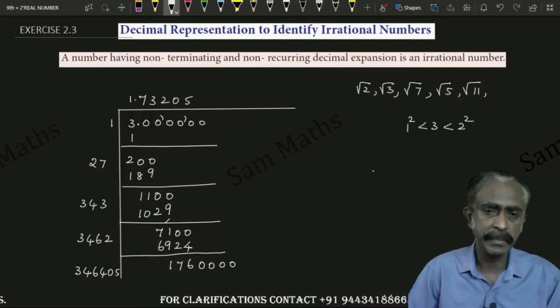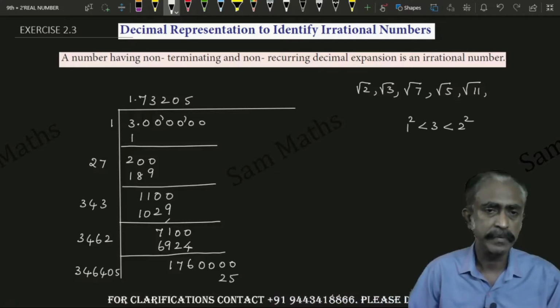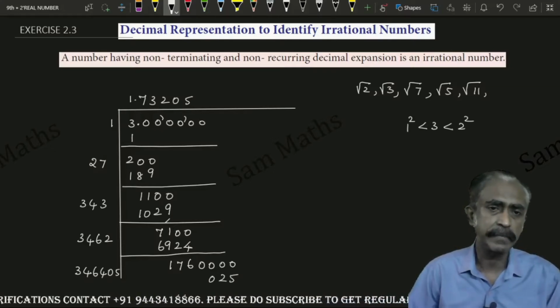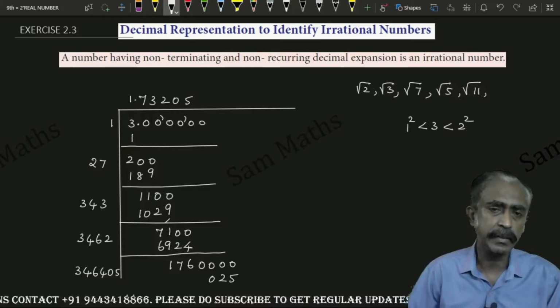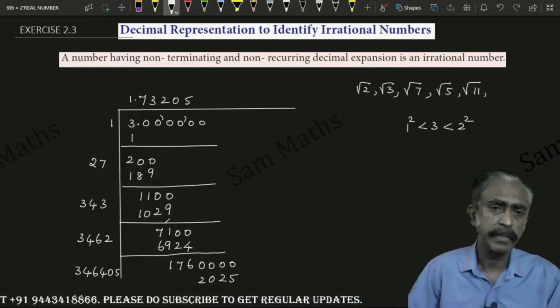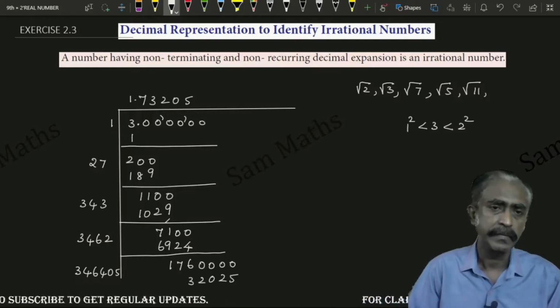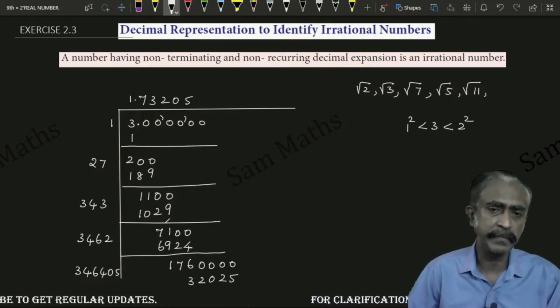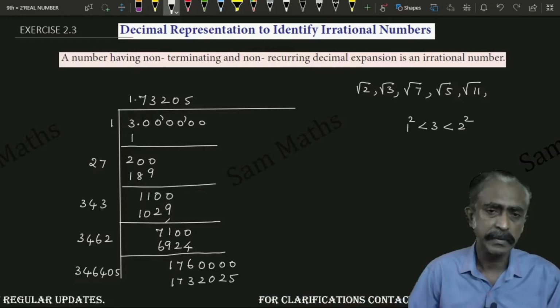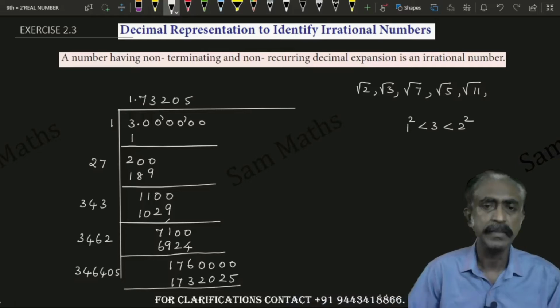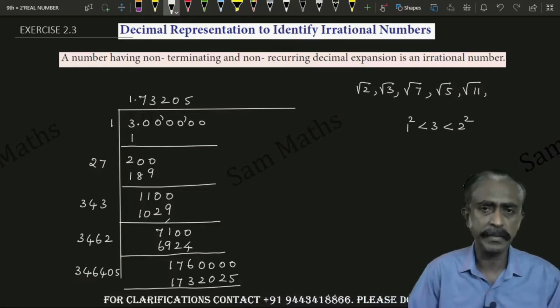So 5 5s are 25. Okay, children. Then 5 4s are 20, 2 balance. 5 6s are 30, 32. 3 balance. 5 4s are 20, 23. 2 balance. 5 3s are 15, 15 plus 2 is 17. Now you can subtract this. Okay, children. So like that you have to continue.